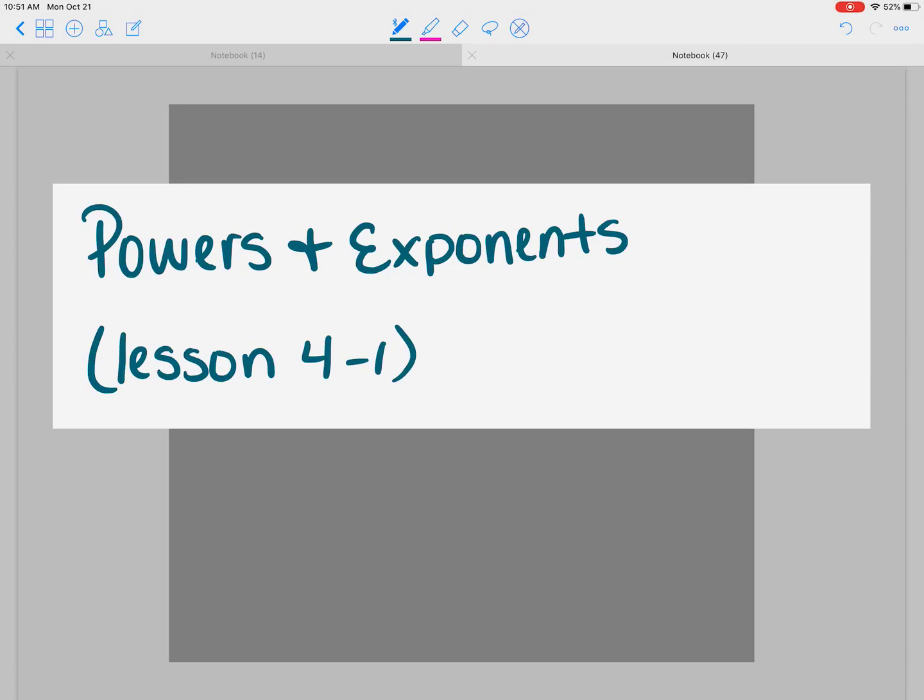All right, today we're going to look at powers and exponents, which is a lot of the stuff that we'll talk about through chapter 4. Today is just positive exponents, tomorrow we'll talk about negative, and then we'll kind of move through how to use those to solve expressions, okay?